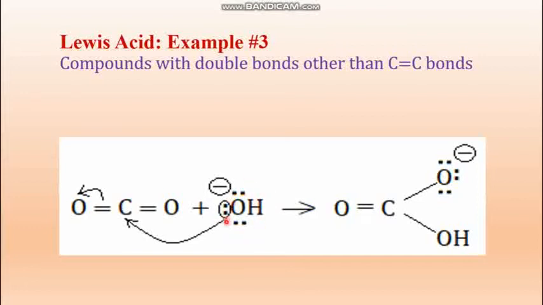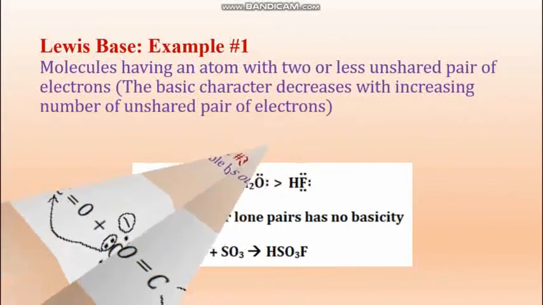Here the hydroxyl ion is playing the role of a Lewis base, but actually this is a nucleophile, and this is becoming an electrophile. So when an electrophile reacts with a nucleophile, this is also a Lewis acid-base reaction, and this bicarbonate ion is formed. Now we move on to the example of the Lewis bases.